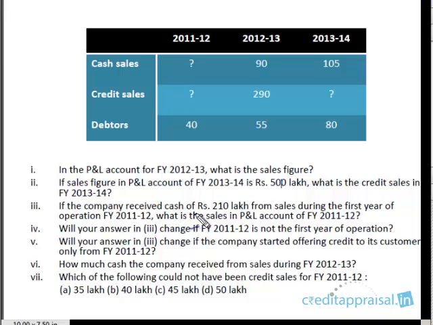If the company received cash of 210 lakh from sales during the first year of operation, that is, we are assuming that 2011-12 is the first year of operation, no financials prior to 2011-12. So this is the first year the company is operating. So the company received cash of 210 lakhs during this year in 2011-12. If that is the case, what is the sales in the P&L account?